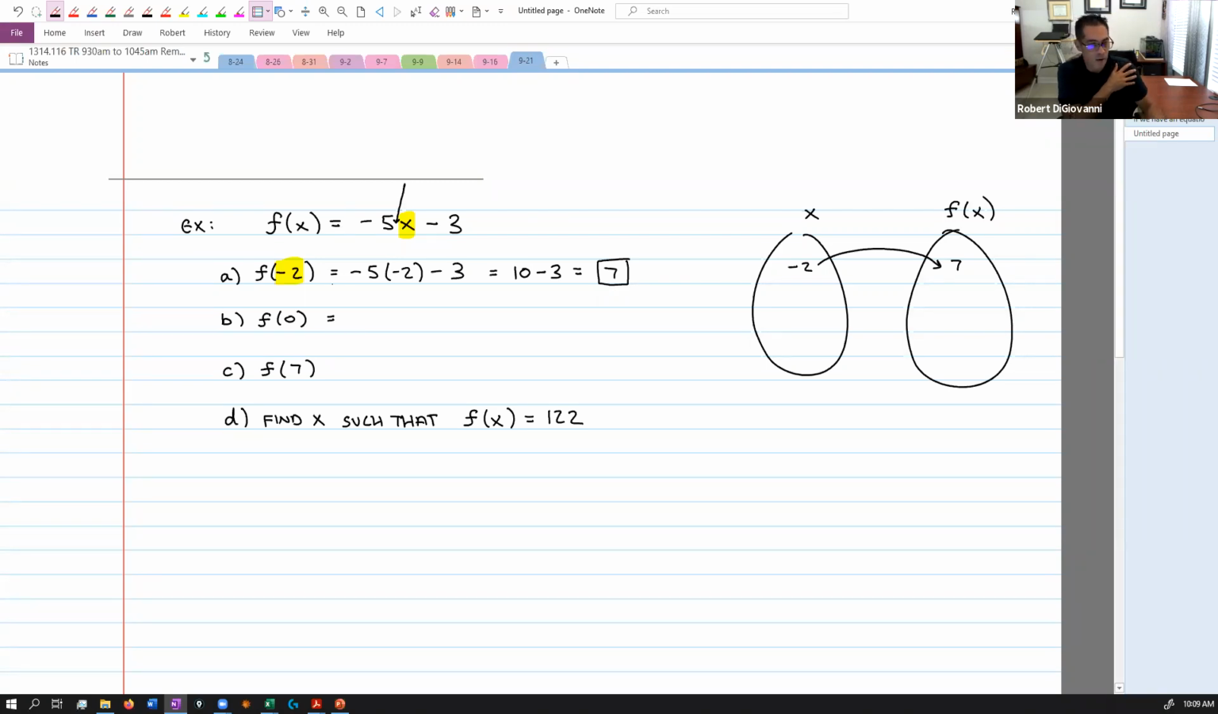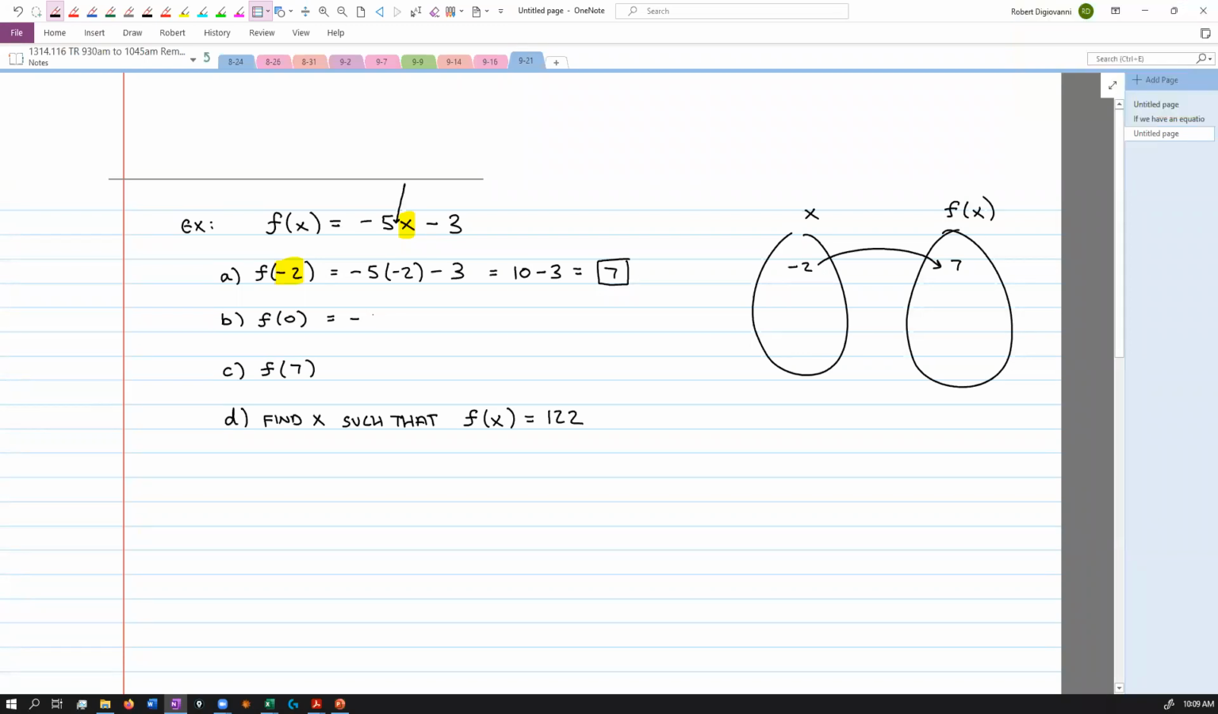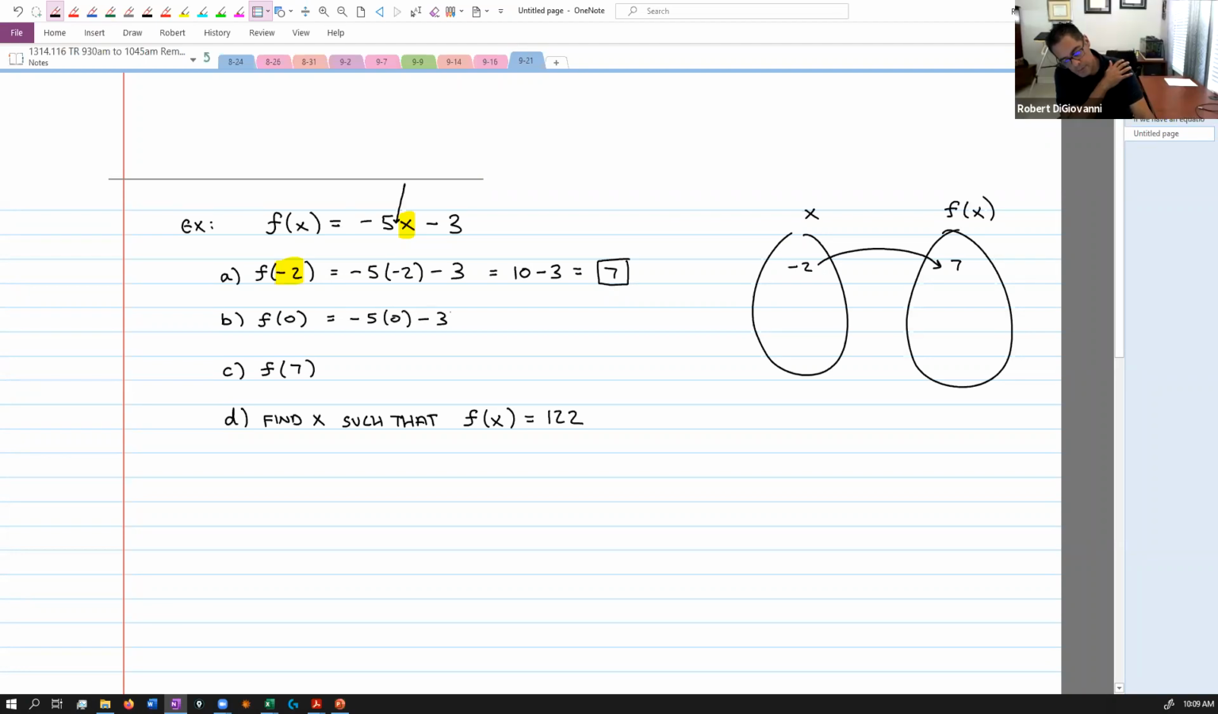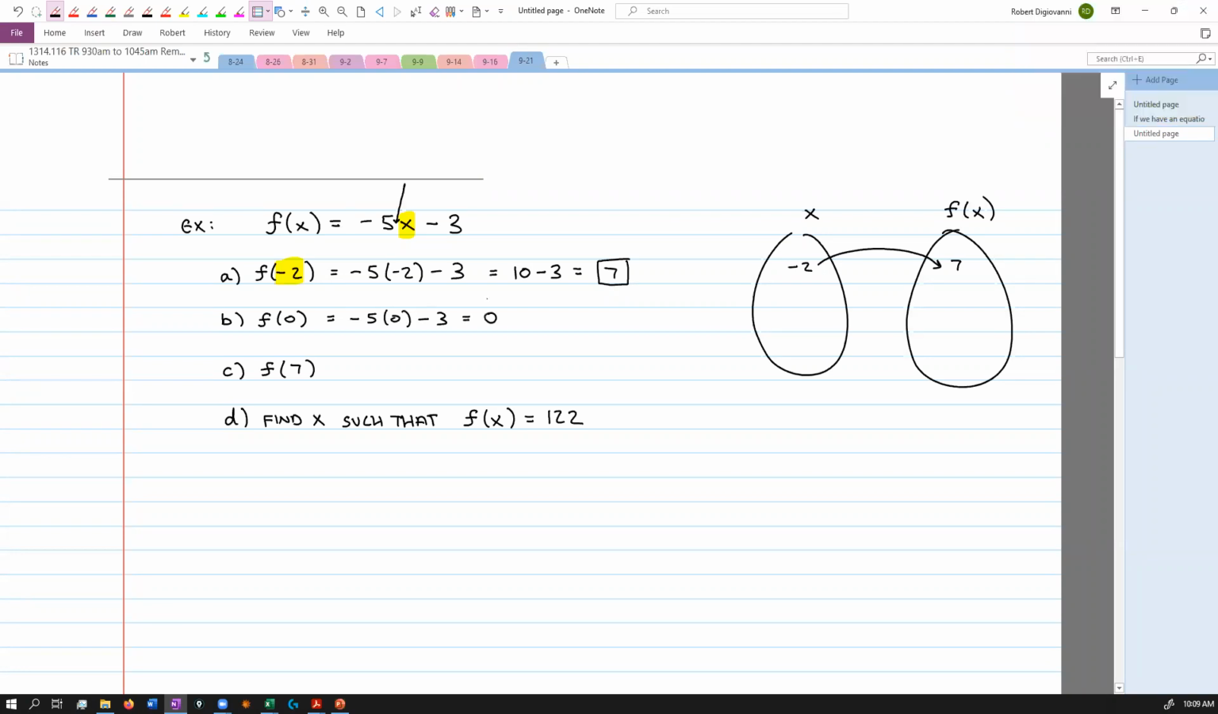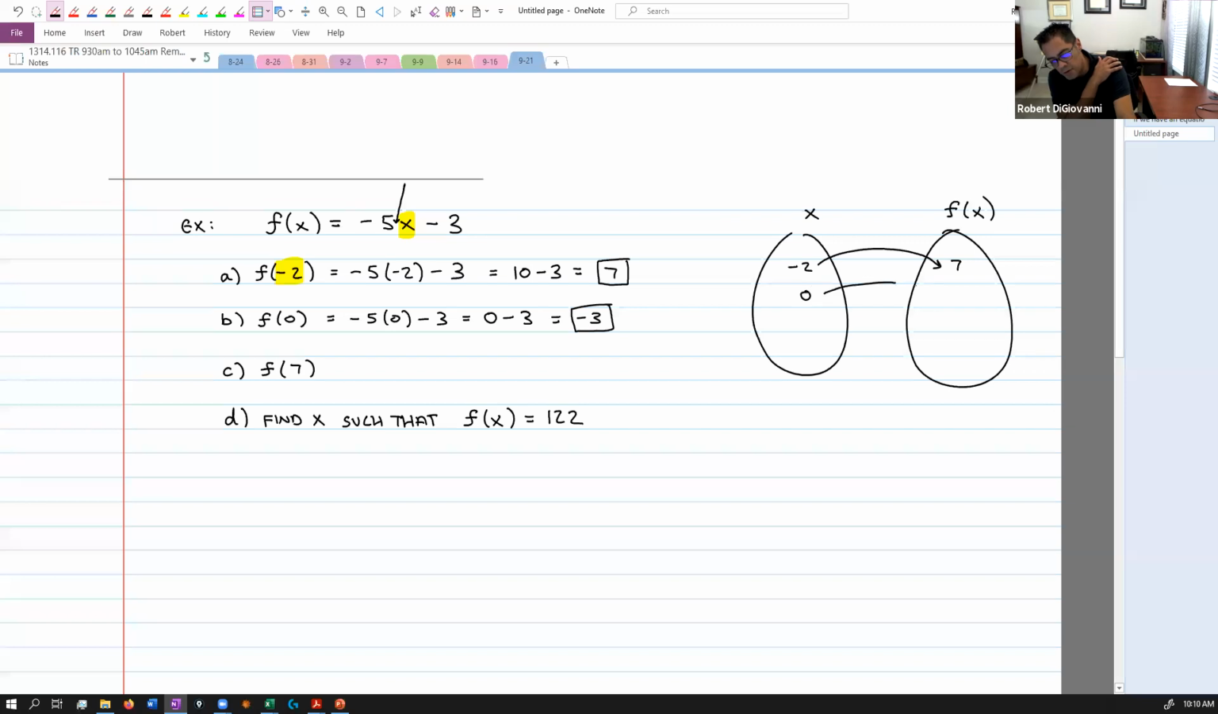Let's see. How about Grace? We're doing the 0. Yes. Okay, so you would plug in 0 where the x is, and then that would just be 0. So then the answer would be negative 3. Negative 3. There we go. Okay. Good. So 0 gets taken over to negative 3, right?